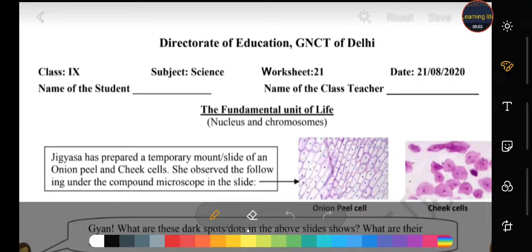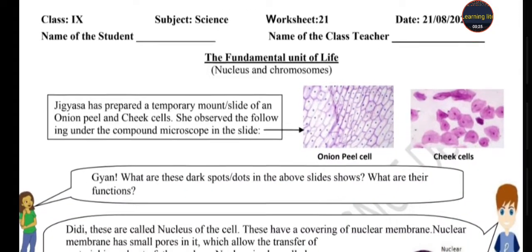Hello students, today we are here with our worksheet number 21 from the Directorate of Education, from our chapter The Fundamental Unit of Life, and today we discuss the nucleus and chromosome. Student Jigyasa has prepared a temporary mount slide of an onion peel and cheek cell, and she observed the following under the compound microscope, and she observed these diagrams.